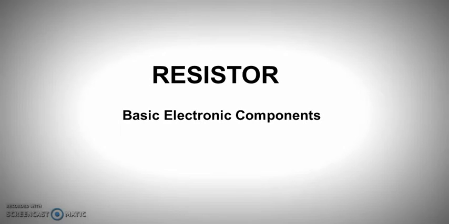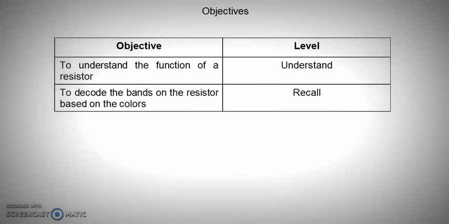In this class, we will know how to read the color code of a resistor and know the function of a resistor. The main objective of this class is to understand the function of a resistor at the understand level, to decode the bands on the resistor based on the colors using recall level.